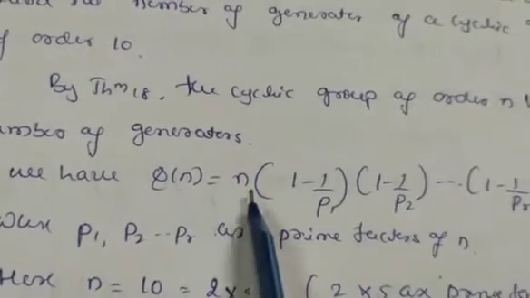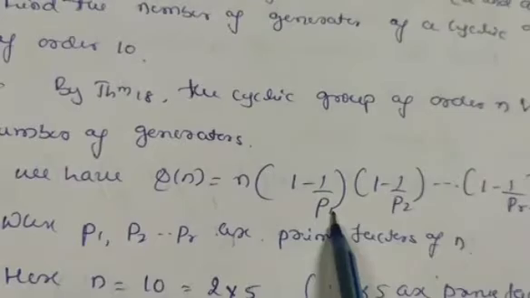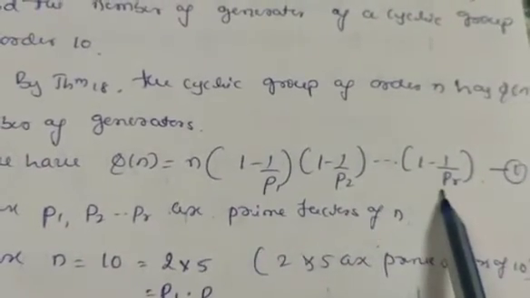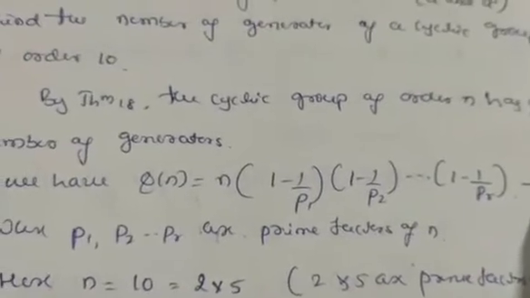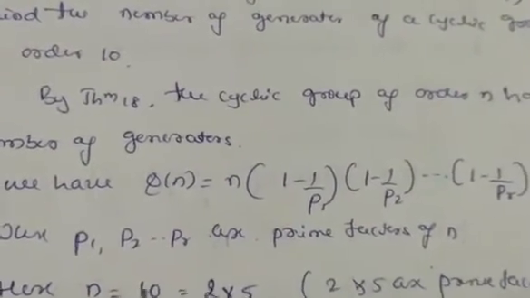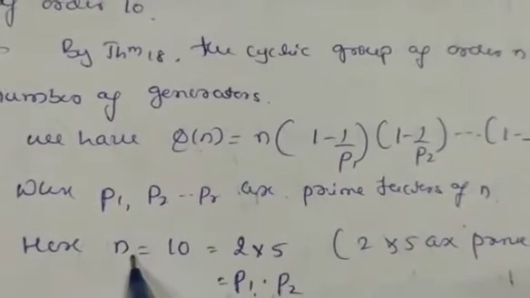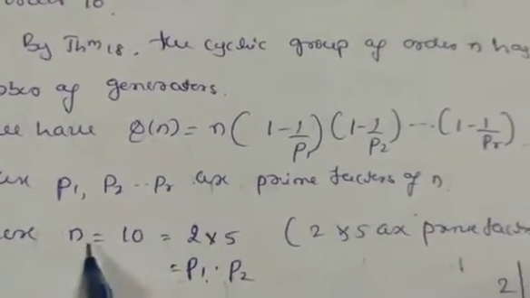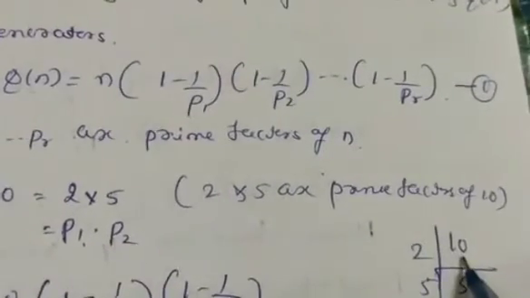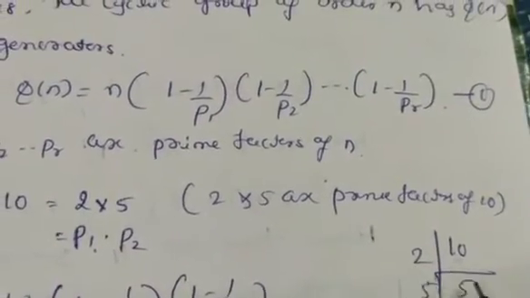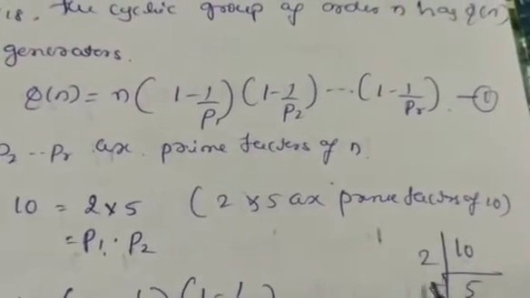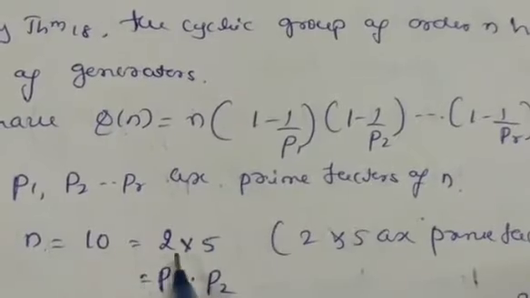Phi of n is equal to n times (1 minus 1 by p1) times (1 minus 1 by p2) and so on, up to (1 minus 1 by pr). Take this as equation number 1, where p1, p2, ..., pr are the prime factors of n. So let us write n in terms of prime factors only. Dividing 10 by the first prime number 2, 2 fives are 10, then 5 is divisible by 5 once. These are the prime factors of 10, so 10 can be taken as 2 into 5.